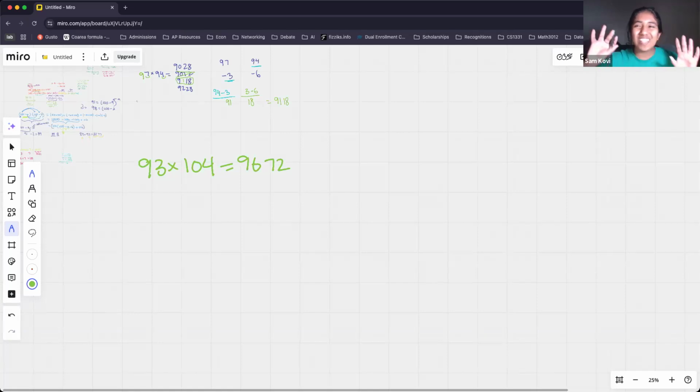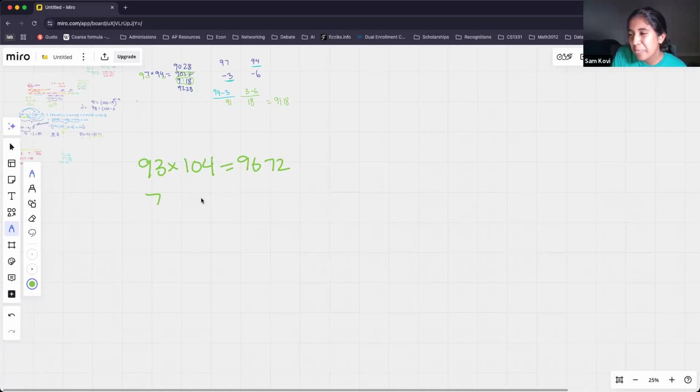Based on what we've done for the other two proofs, what do you guys think I'm going to start by doing? What do you think is our first step? What has been our first step for multiplying with numbers less than 100 or multiplying greater than 100? Yeah, we're going to find how far it is from 100. That's absolutely correct. So how far is 93 from 100? Yeah, 7. Good job. Okay, and then how far is 104 from 100?